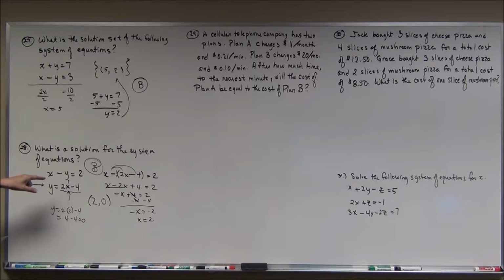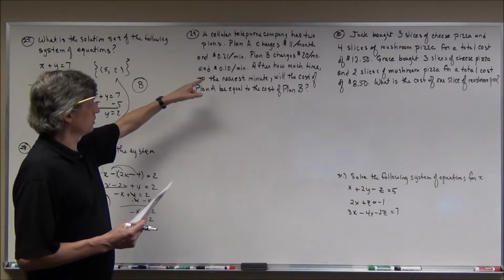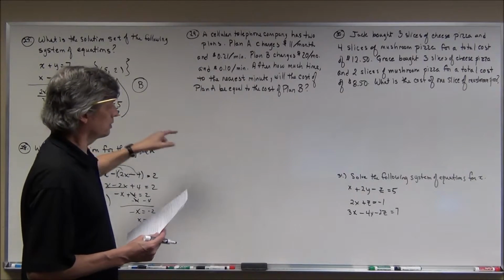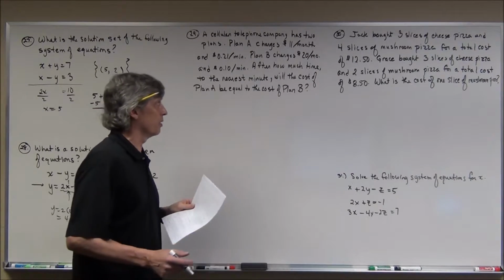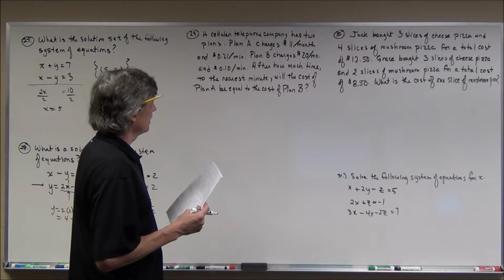Alright, this is pretty straightforward for substitution. This is pretty straightforward for the elimination method, or the linear combination method, or the addition method, whatever your teacher wants to call it, or your textbook wants to call it. Now we get to some serious stuff here, because now we're going to have some story problems that are going to give us systems, and then we're going to look at a 3 by 3 system, 3 equations with 3 variables. First things first, the cellular telephone company has 2 plans.